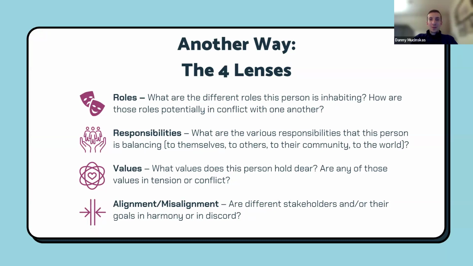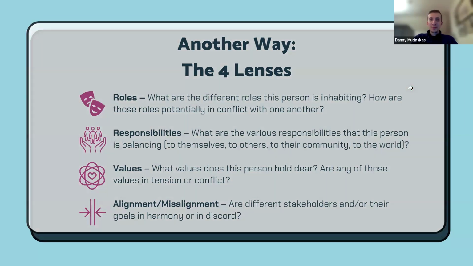Second, responsibilities. So what are the various responsibilities that this person is balancing to the world, to themselves, to others, to their community? Again, this idea of the rings of responsibility and how those can maybe add up to a picture where different items are in conflict. Values is third. So what values does this person hold dear, and are any of those in tension? And then finally, zooming out from the individual, alignment and misalignment. So thinking about the different stakeholder groups that are involved in any particular dilemma. Are their goals in harmony or in discord? How does that play into the situation? What are the systemic factors at play?